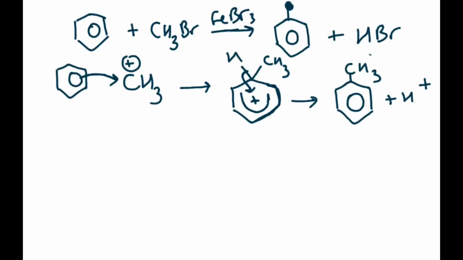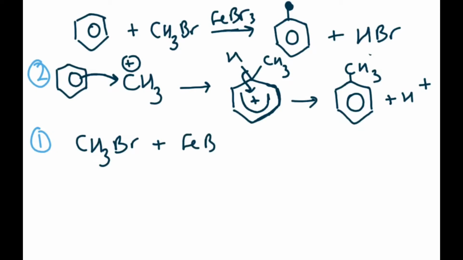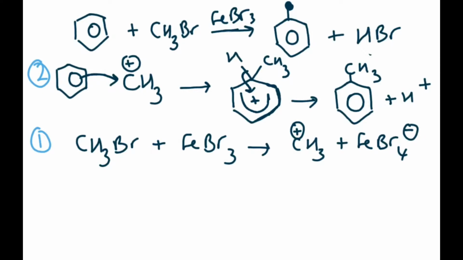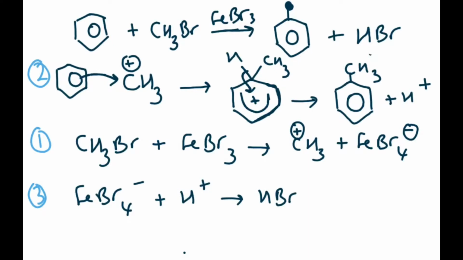So this is actually step 2 of the mechanism, which we've shown here. Step 1 would have been generating the electrophile, so that is CH3 plus FeBr4 minus. Step 2 we've already shown there, and then step 3 is regenerating the catalyst. So you've got FeBr4 minus plus H plus goes to HBr plus FeBr3.